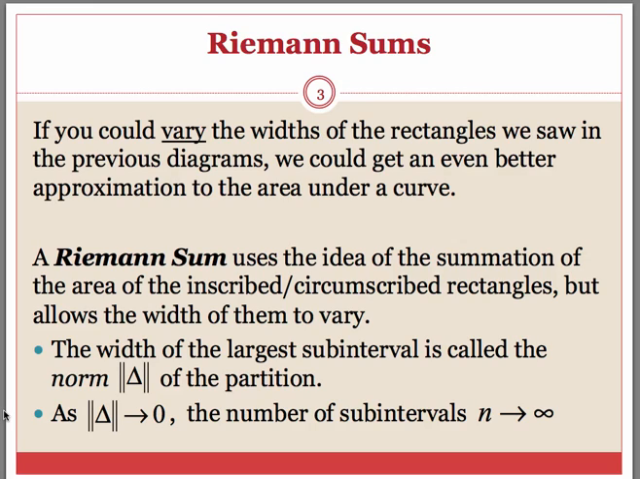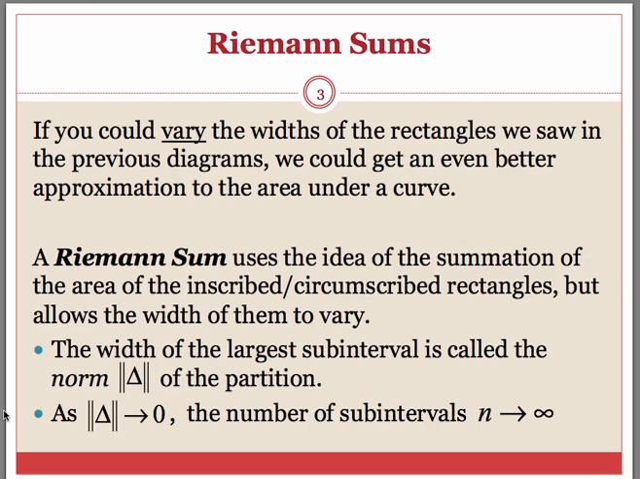A Riemann sum uses this idea of the summation of the area of either inscribed or circumscribed rectangles, but allows the width of those rectangles to vary. The width of the largest subinterval, the width of the largest rectangle, is what we call the norm of the partition. And you can see there the symbol that we use to represent that.